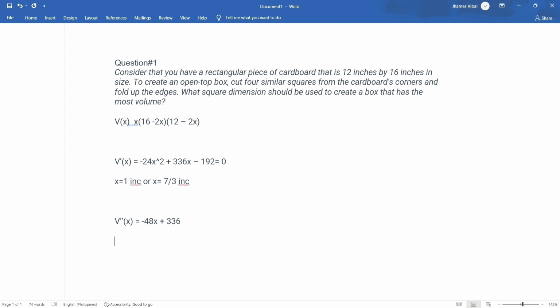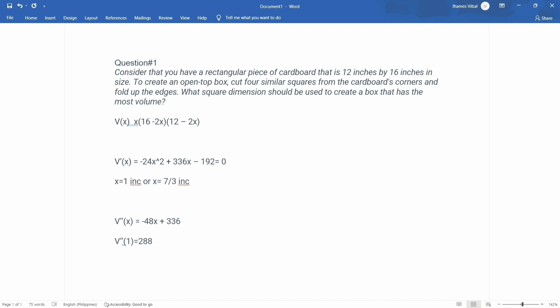At x equals 1 inch, we have the second derivative of V of 1 is equal to 288, which is positive. This means that V of x has a local minimum at x equals 1.